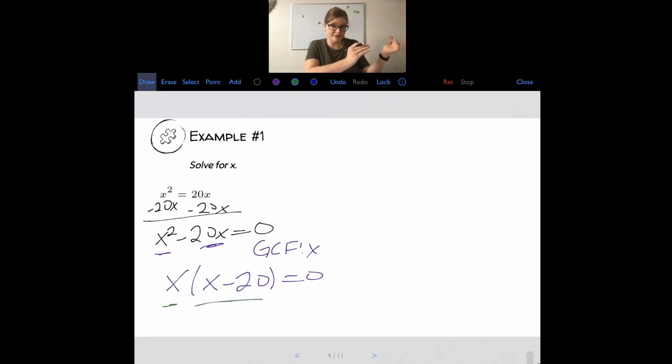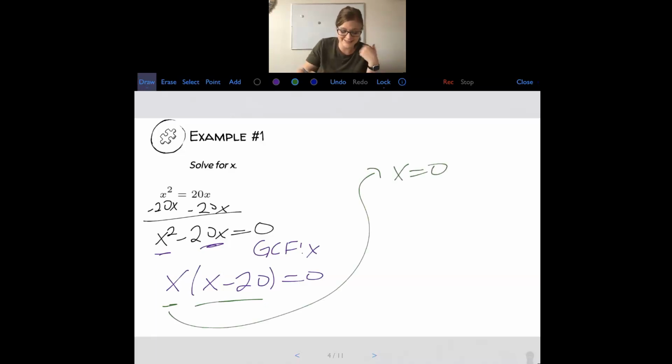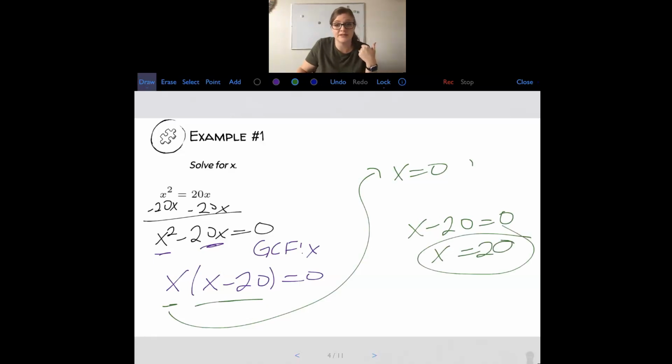Now, again, look, we have x times x minus 20, and we want that to be equal to 0. So if the first factor is 0 or the second factor is 0, the product of the two will be 0. So here, we just said x is equal to 0, which means x is 0. And then we also say x minus 20 equals 0, so x is 20. So our two answers are 0 and 20.